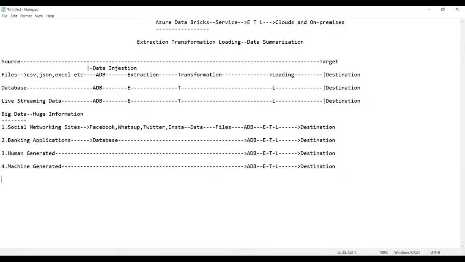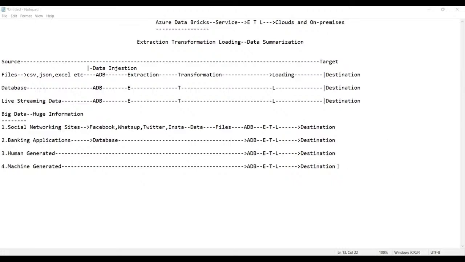Now guys, these are the various sources of getting big data: social networking sites, banking applications, human generated data, machine generated data. Live streaming data is similar to the stock market data you get. Even more familiar, in a cricket match we all watch, you have the live score. That is called live streaming data. We can capture even the live streaming data and perform the job.